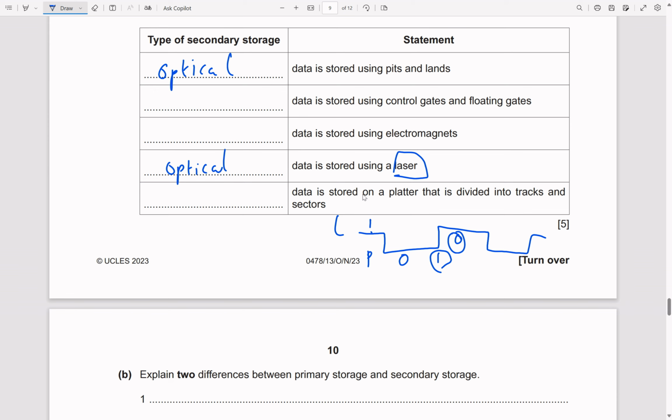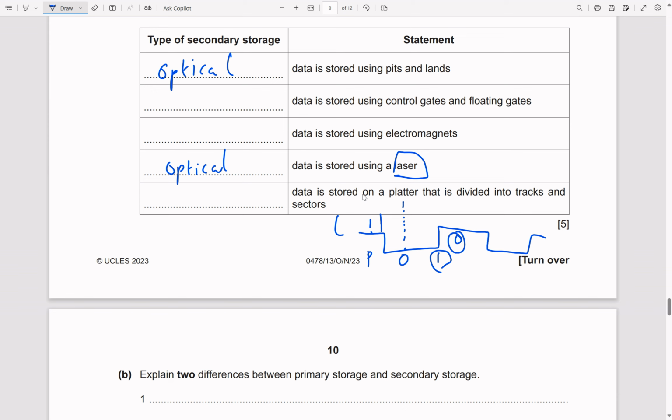The way this is going to work is, you're going to have a laser. So let's say this is the laser beam. You have the emitter, then you have a sensor. And this laser beam, if it hits a land, it will be reflected. If it's a pit, it won't be reflected. Based on whether the sensor receives it or not, it will know if it's shone onto a land or into a pit.